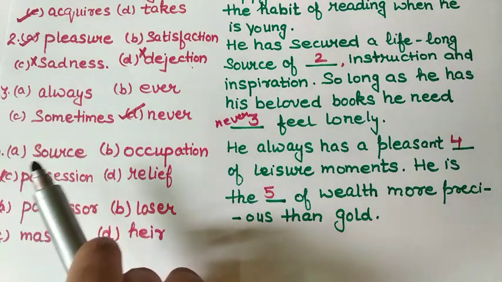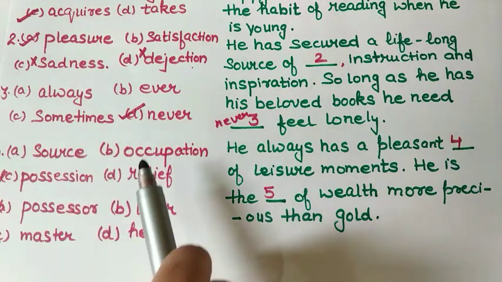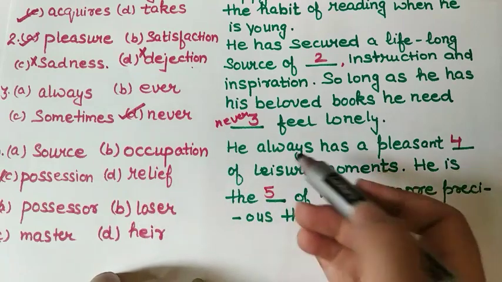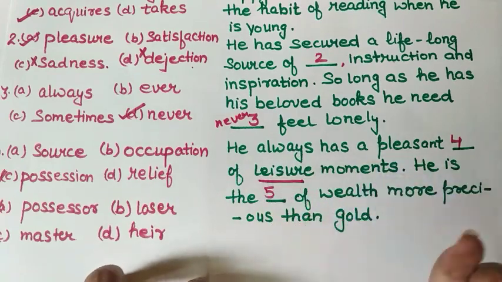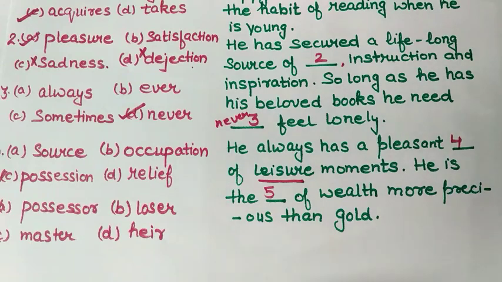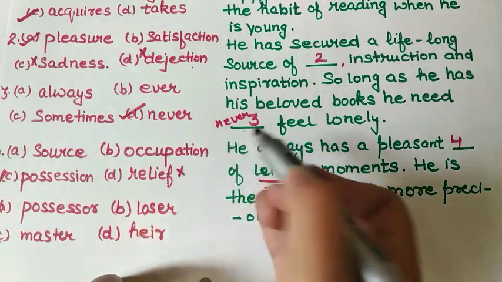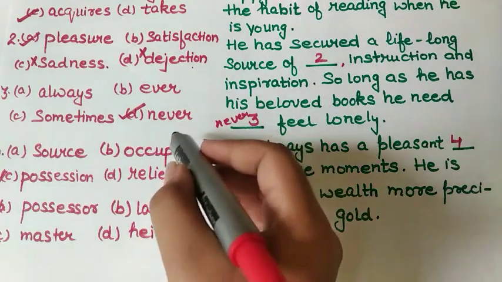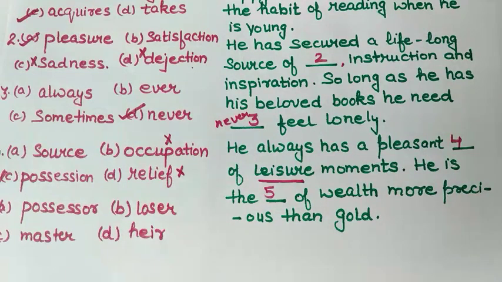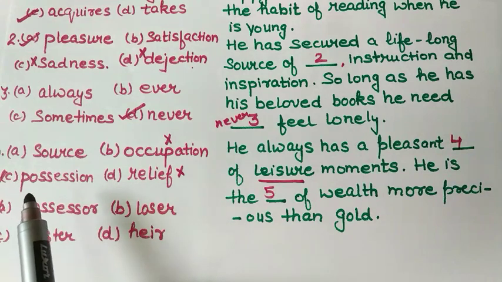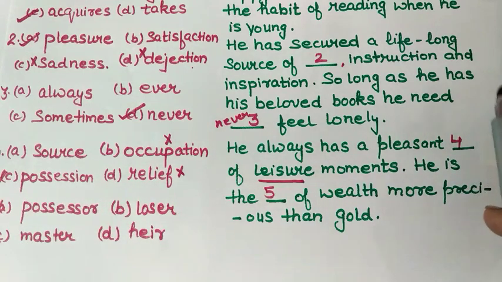See the other options also: source, occupation, and relief. Now, if we have already used leisure moments as moments of relaxation only, it will become superfluous if we use relief here, right? And occupation, of course not. Occupation means profession of something. He cannot have a pleasant profession of leisure moments. So I think possession is the right word to place at number 4.